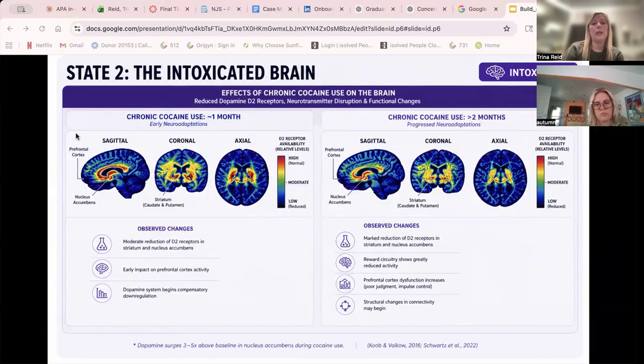As use continues beyond 2 months, these neuroadaptations become more pronounced, with significant reductions in dopamine receptor availability and decreased activity in the reward circuitry. At the same time, dysfunction in the prefrontal cortex worsens, impairing judgment, impulse control, and decision making. These changes reflect the brain shifting from voluntary use toward compulsive patterns, driven by reduced sensitivity to natural rewards and increasing reliance on the drug to achieve dopamine activation.